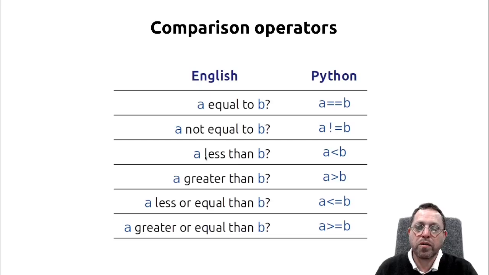We can also ask whether A is less than B, and that is A less than symbol B, A greater than B, A less or equal to B. This will evaluate to true if A is less than B or A is equal to B. And A greater or equal to B will evaluate to true if A is greater than B or A is equal to B.